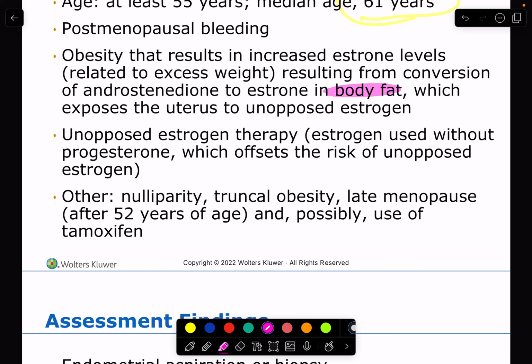And nulliparity, ibig sabihin ng nulliparity is the person that has never been pregnant. No, hindi pa siya nagkakaroon ng baby, hindi pa po siya naging pregnant. Okay? Or hindi pa nabubuntis. Truncal obesity, ito yung type of obesity kung saan mas maraming fat deposits sa abdomen compared sa extremities. No? And of course, late menopause, like after 52 years of age, and possibly use of tamoxifen, or this is an anti-estrogen type of hormone.